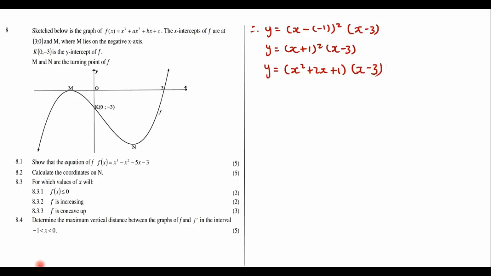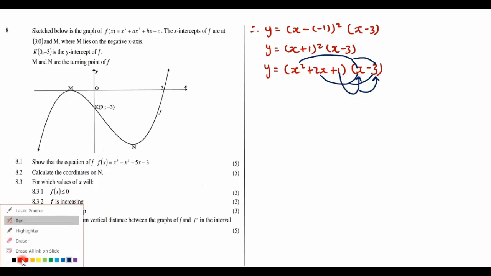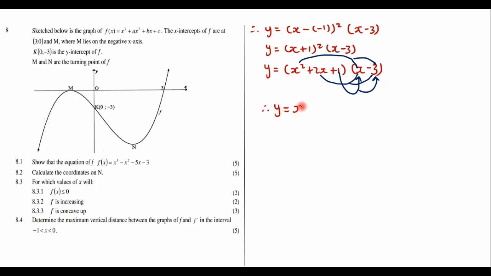Then from here, we're going to basically multiply everything out. This with that and that, this with that and that, and also this with this and that. Okay, so let's go ahead and do that. So here the first one gives us x cubed minus 3x squared. The second one gives me 2x squared minus 6x, and then the last part gives me 1x minus 3.